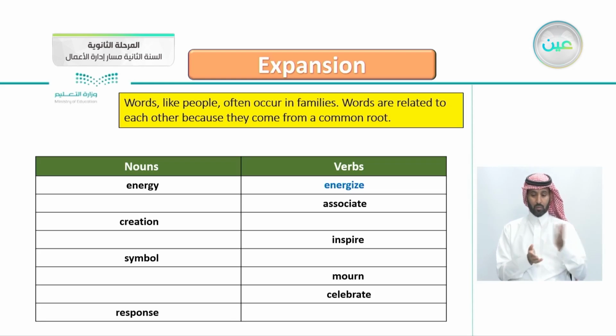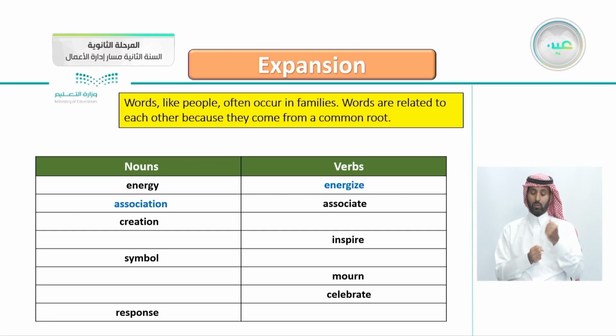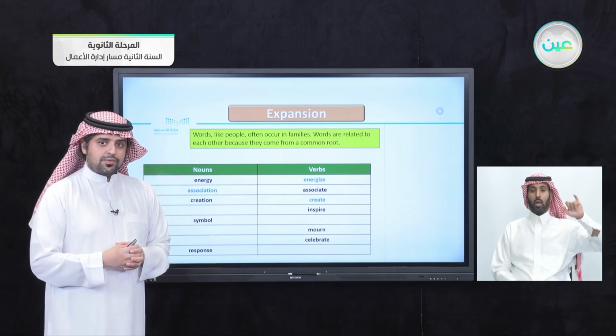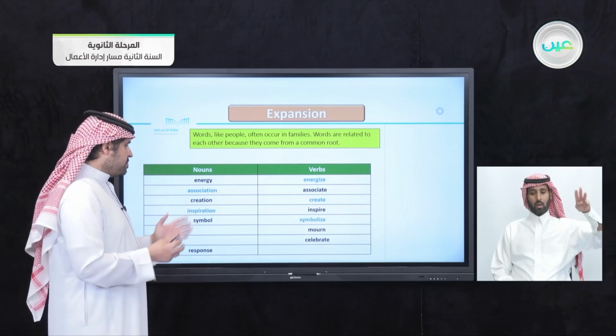The next one, the verb is associate. The noun from the verb associate is, yes, that's correct, association. The next one, the noun is creation. What's the verb here? Yes, the verb is to create something. Create, creation, the same family. The verb here is inspire, to inspire someone. So what's the noun here? Yes, that's correct. It's the noun inspiration. What about the noun symbol? A symbol for something. Yes, the verb is to symbolize.